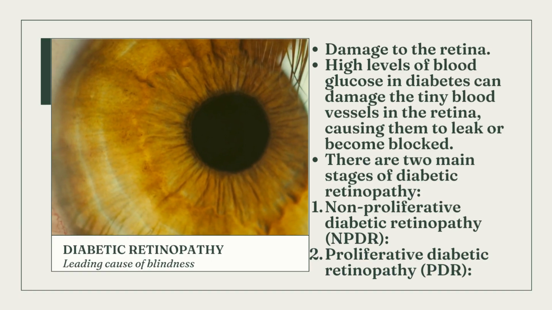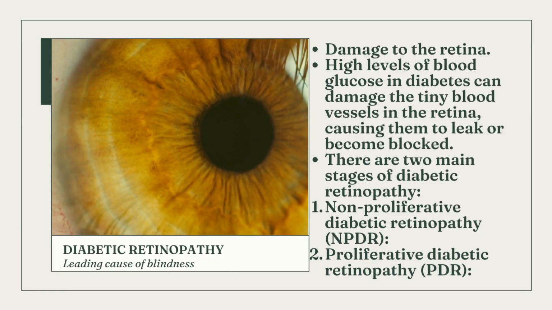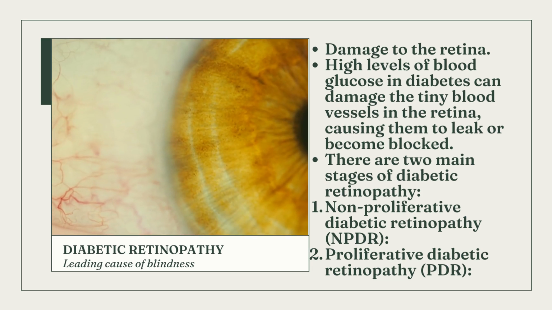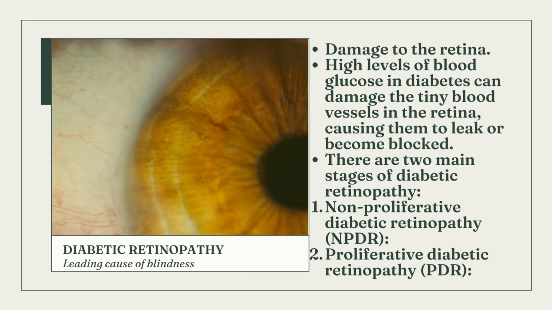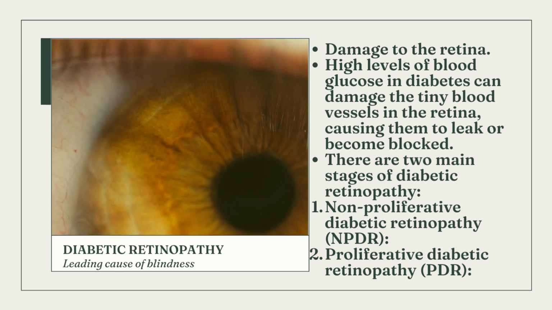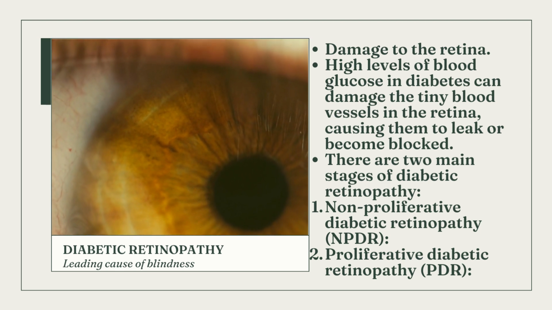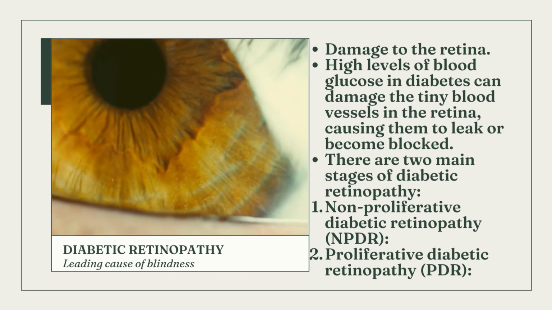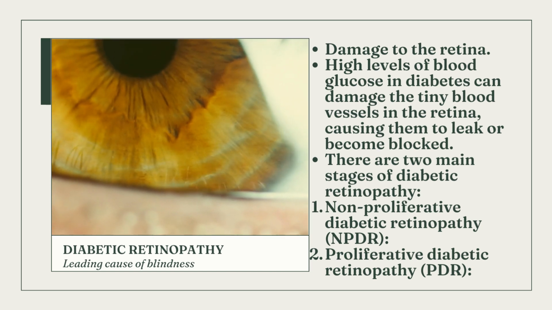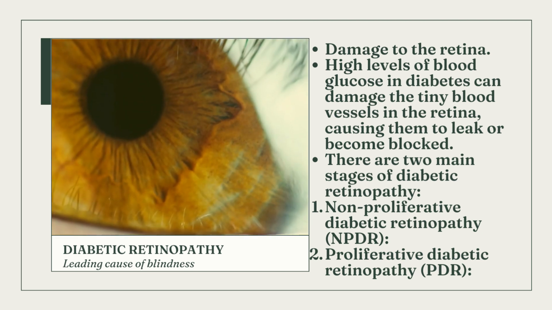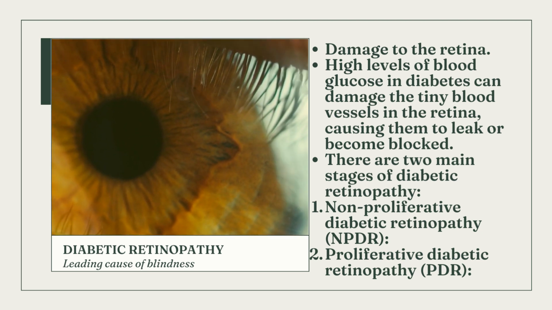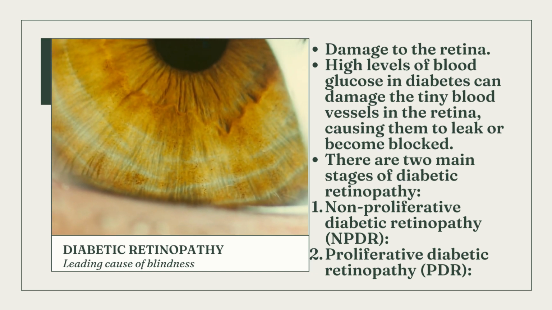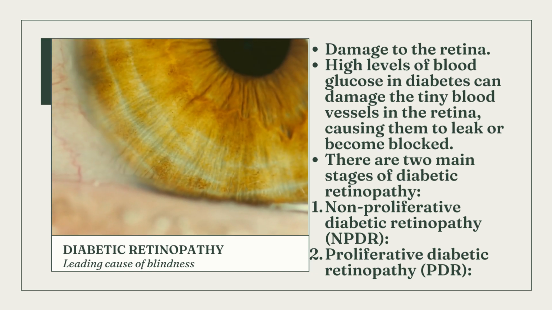Diabetic retinopathy is a general term that refers to damage to the retina, the thin layer of tissue at the back of the eye that is sensitive to light. It is responsible for converting light rays into signals that the brain can interpret as images. Diabetic retinopathy is a common complication of diabetes and the leading cause of blindness in adults. High levels of blood glucose in diabetes can damage the tiny blood vessels in the retina, causing them to leak or become blocked. There are two main stages of diabetic retinopathy.